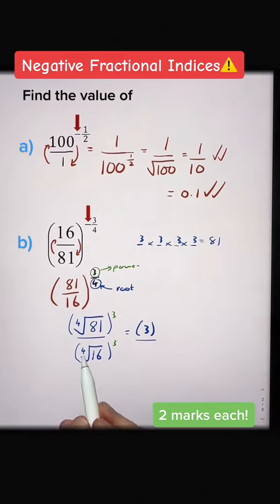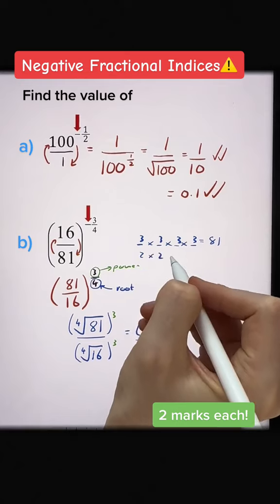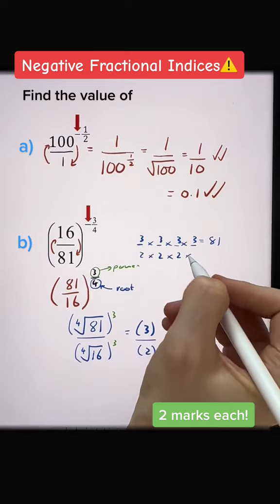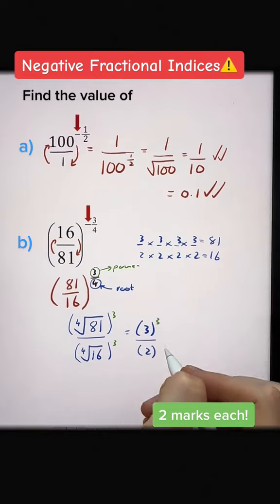On the bottom, the 4th root of 16 actually is 2, because we know that 2 times 2 gives us 4, 4 times 2 gives us 8, and 8 times 2 gives us 16. As on the top of our fractional power, we had 3, therefore, I'm going to cube the top and cube the bottom separately.